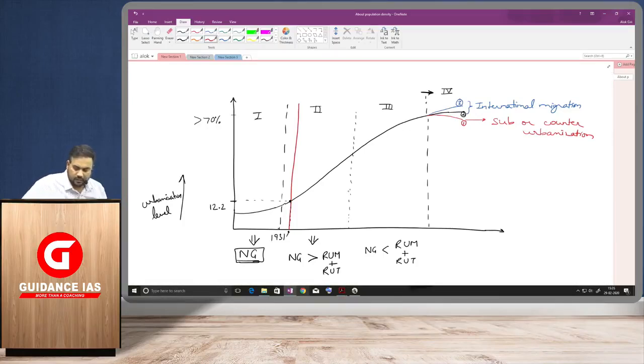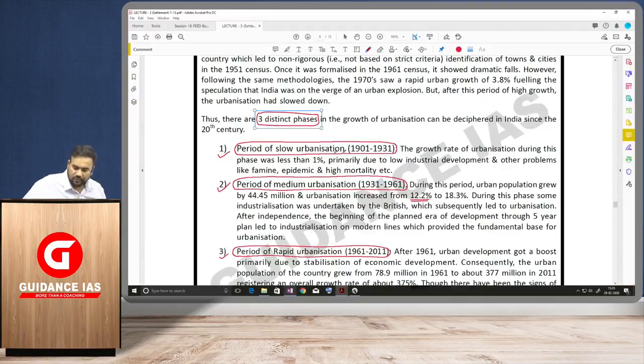ठीक है, so very clearly if I have to write about this, it is saying period of slow urbanization. Why period of slow urbanization? Yesterday we saw there are 3 reasons for urbanization to take place. What were the 3 reasons?